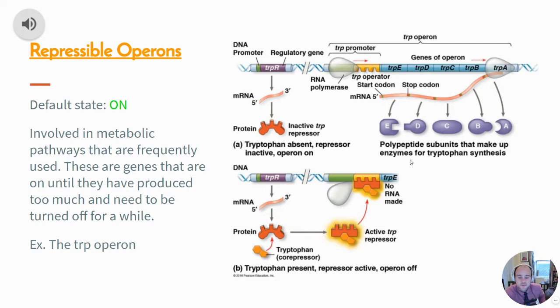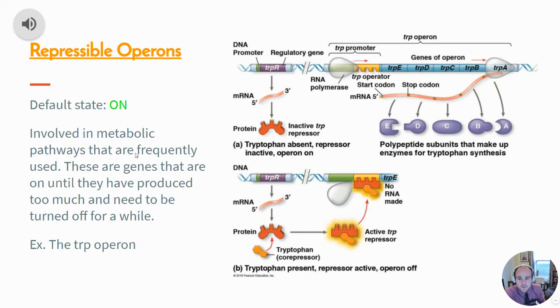Now, the opposite form of this is going to be like the trp operon, which is going to be involved in tryptophan. So the default state for tryptophan is that it is on. It is constantly transcribing the genes to make the proteins that make tryptophan.